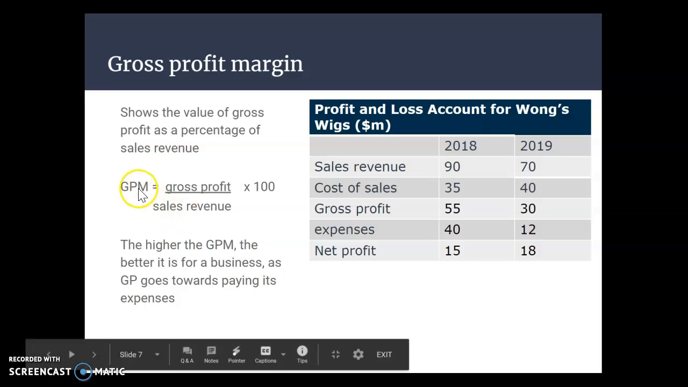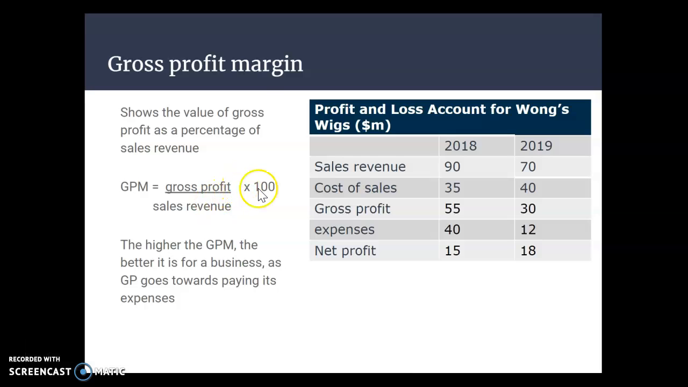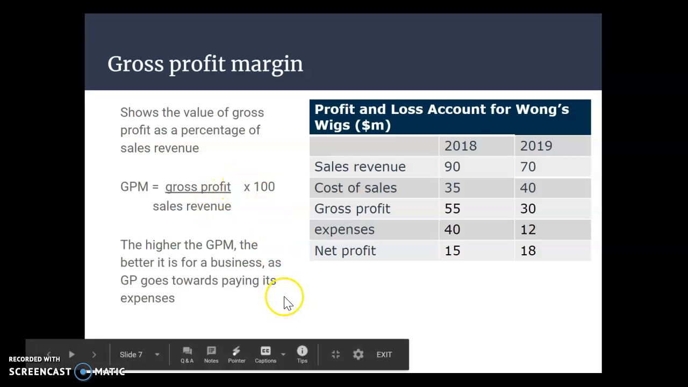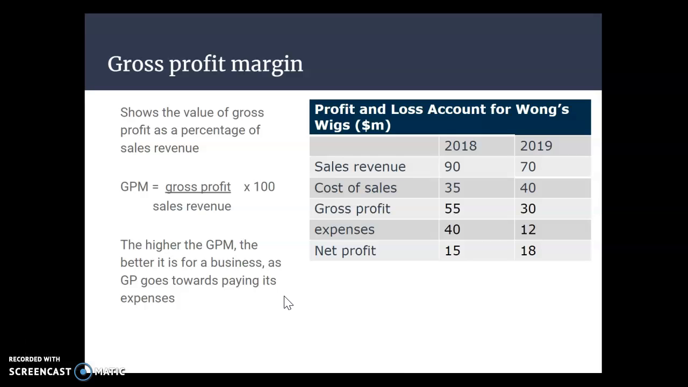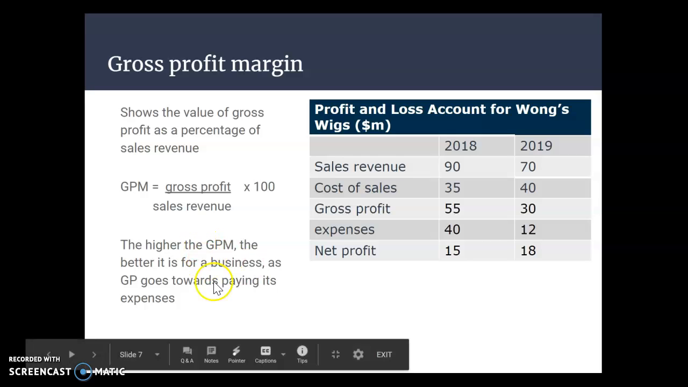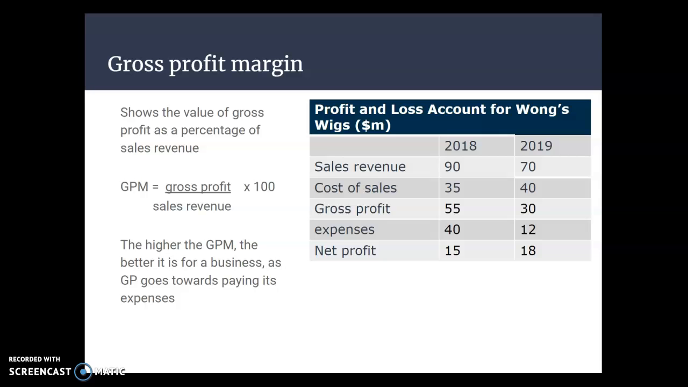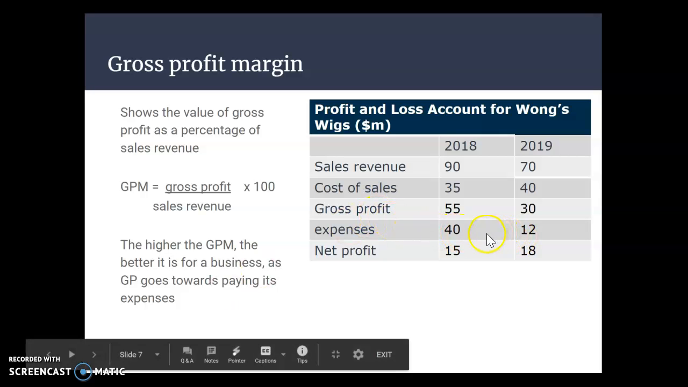Now the gross profit margin is calculated gross profit divided by sales revenue times by 100, and it's written as a percentage. And what we want is the gross profit margin to be nice and high. So the higher the gross profit margin, the better, because then more money is going towards paying for these expenses later on.